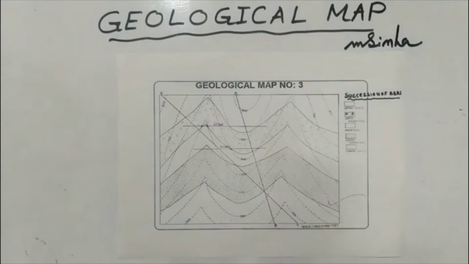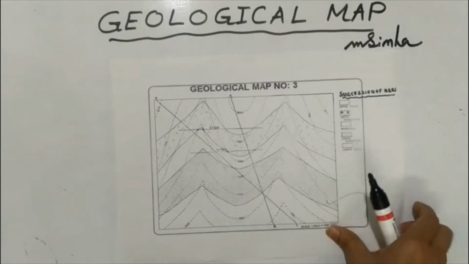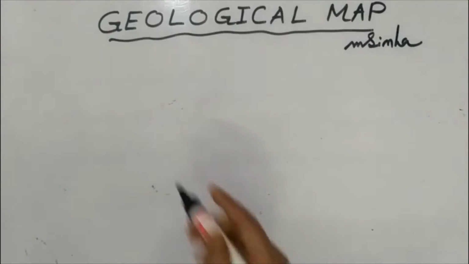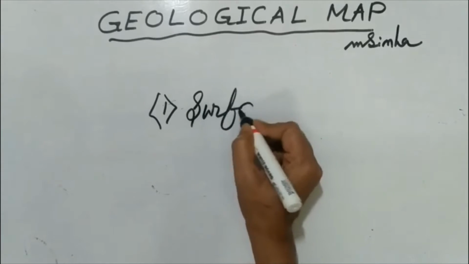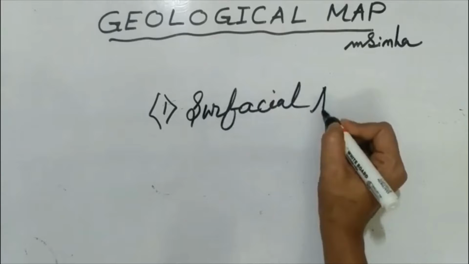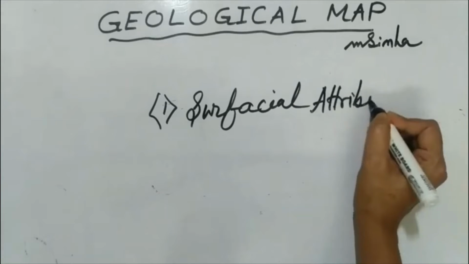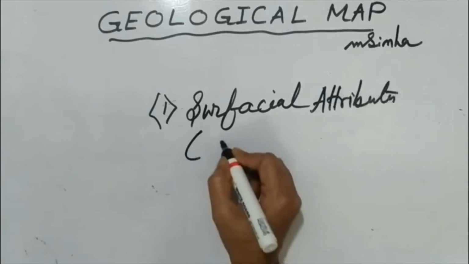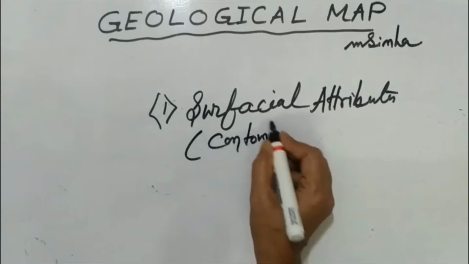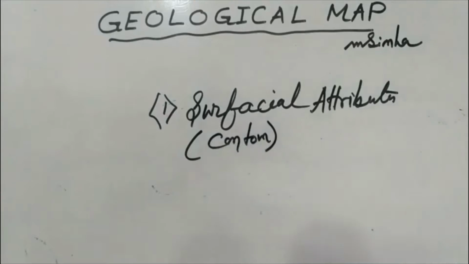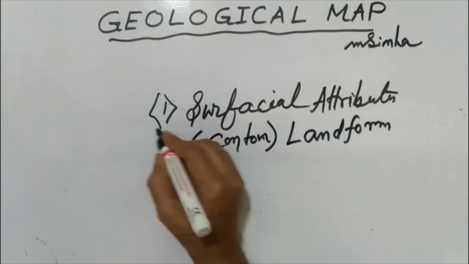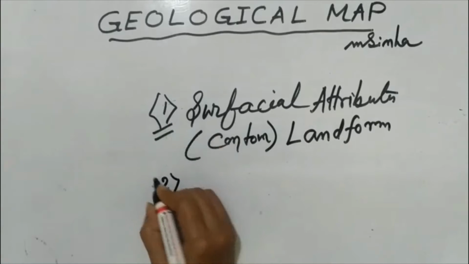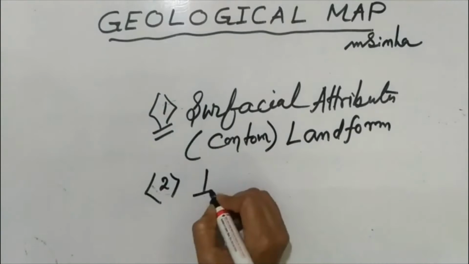So from a geological map we can very easily find out two kinds of information. First one is the superficial attributes, the landform. Contour heights show that kind of information, and we can get an idea about the landform. Okay, first one is the landform and second one is the interior of the earth.